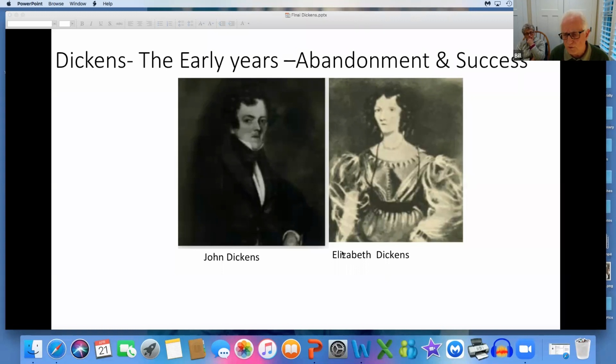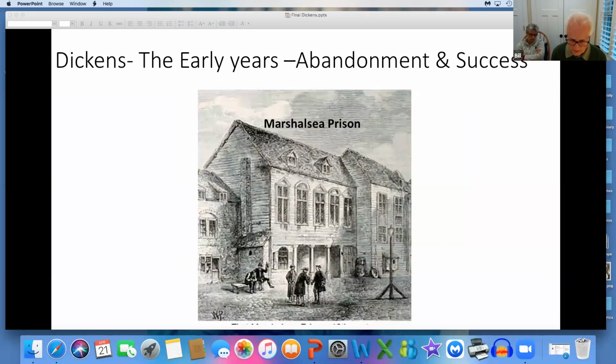The oldest was a girl named Elizabeth called Fanny. She could sing. And so John and Elizabeth put her in a boarding school so she could get educated and develop this artistry of singing. Charles was the second. He was the oldest boy. And John took him out of school at age 12 and put him to work in a friend's factory. He had a friend that owned a blacking factory. And about 3 weeks before he gets put into debtor's prison, Charles goes to work at the blacking factory.